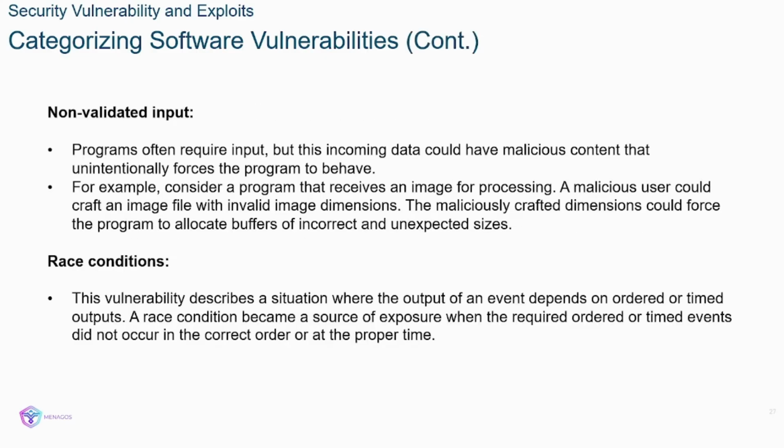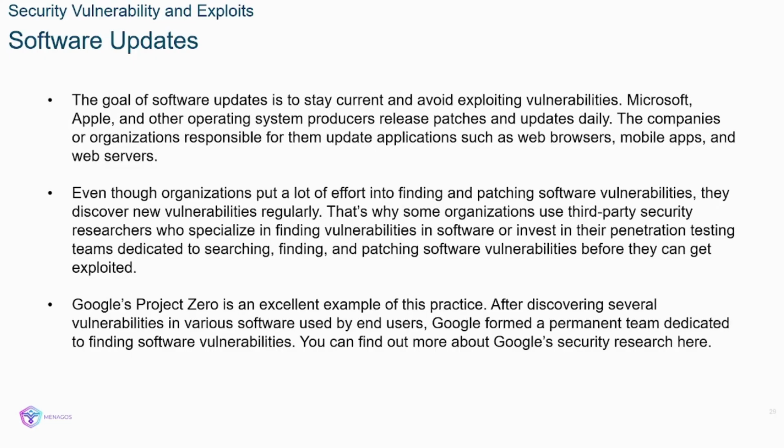Other examples include non-validated input, like feeding malicious data into a program, or race conditions, where timing issues create unexpected behavior. Developers need to account for these or risk major exposures. The best defense against software vulnerabilities? Regular updates. Companies like Microsoft and Apple release patches constantly. Teams like Google's Project Zero even hunt for flaws before attackers find them. The message is clear: staying current saves you.